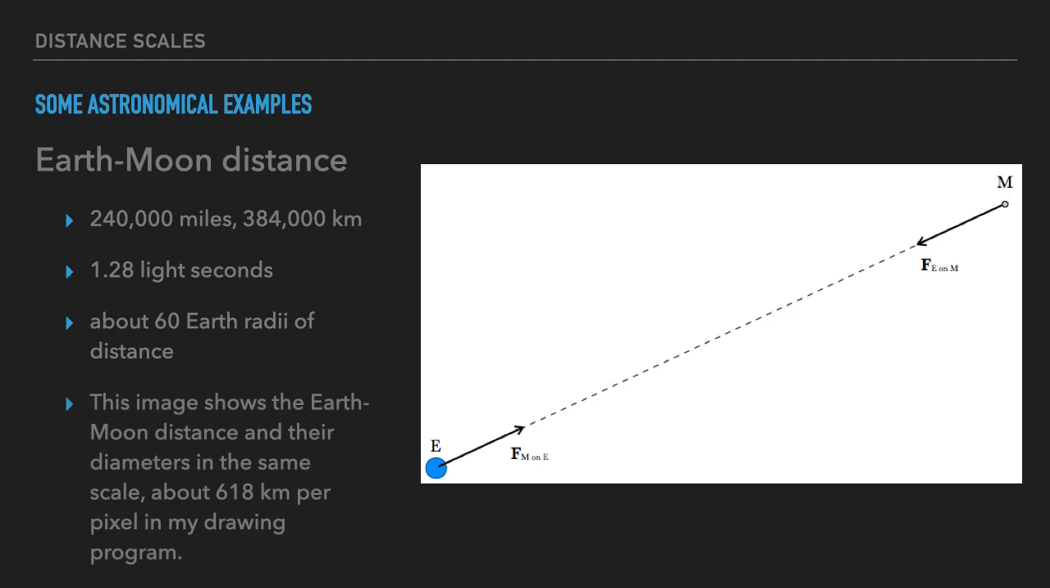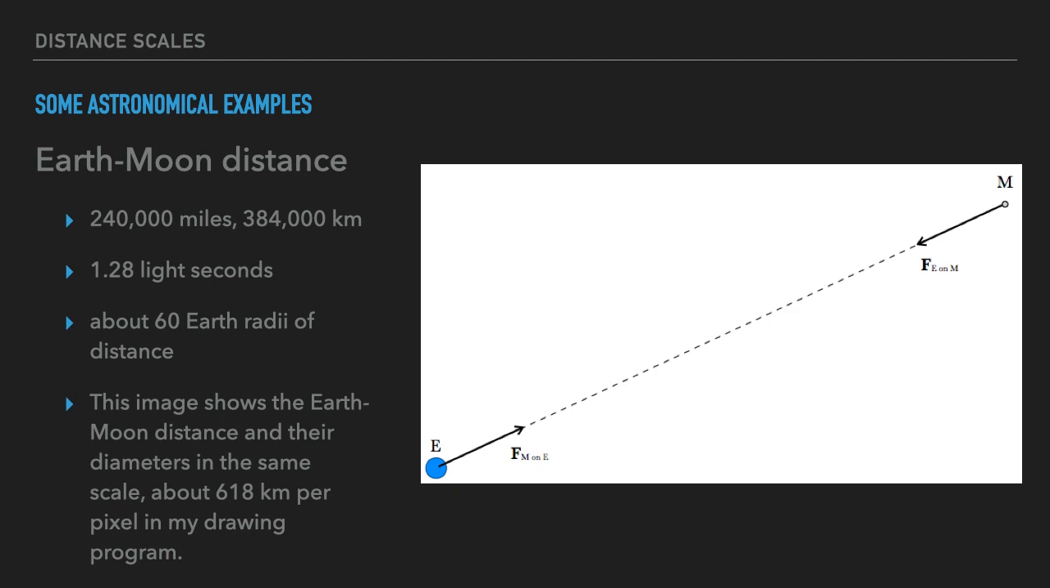Now I want to give you some information about the actual way that I diagrammed this. It works out that there's about 618 kilometers per pixel in my diagram. I calculated it this morning. And so I can get everything into the same diagram. This one shows not only the distance correctly, but also the diameters of both objects, the Earth diameter in blue, and then that grayish one in the upper right, that's the Moon.